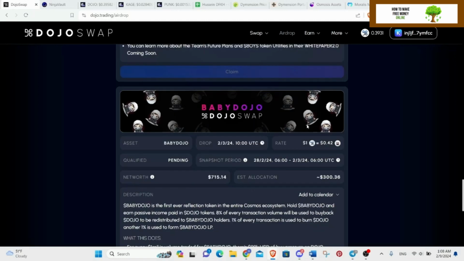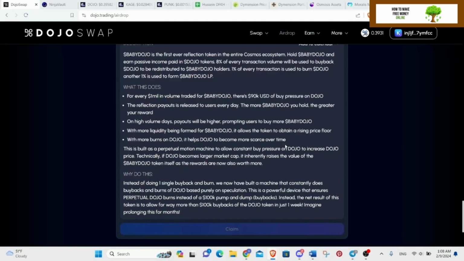Baby Dojo appears to be a reflection token built on the Cosmos ecosystem. Tokenomics. Holders earn passive income in Dojo tokens through reflections. 8% of transaction volumes is used for buybacks and redistribution to holders. 1% of transactions are burned and another 1% is added to liquidity. So in total, there's like 10%. This mechanism aims to create constant buy pressure on Dojo and increase its scarcity over time.